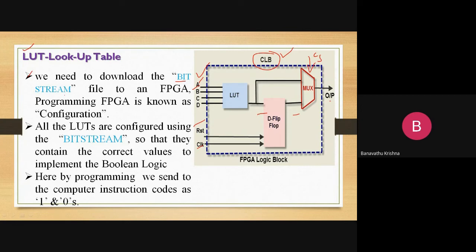There are different configurable modes. In FPGA there are different types of configurable modes. According to the configurable modes, it is going to be converted into a bitstream file. That bitstream file is loaded in FPGA programming. That is nothing but what is known as configuration. There are different types of configuration modes.